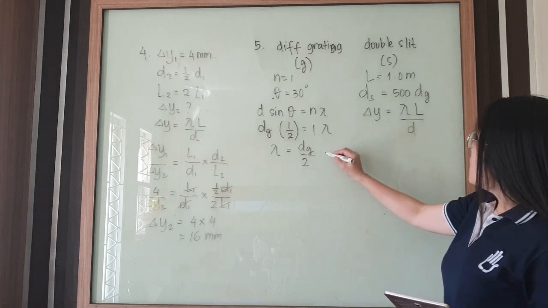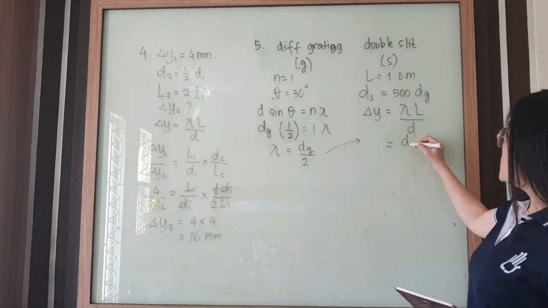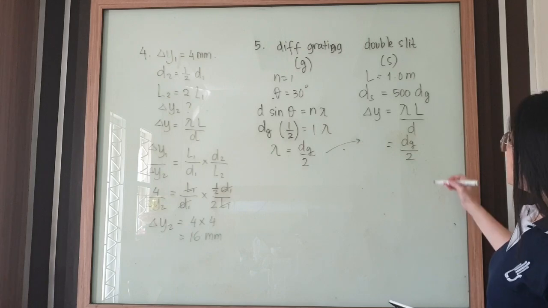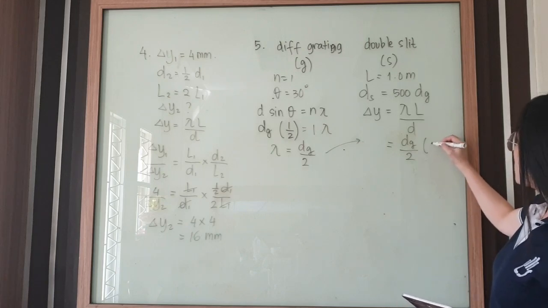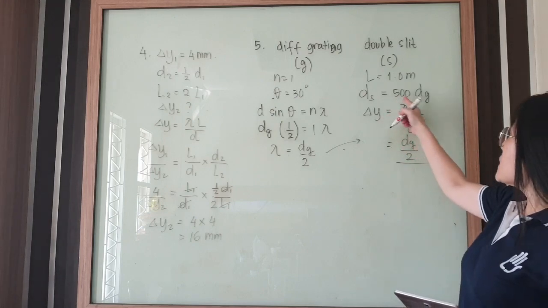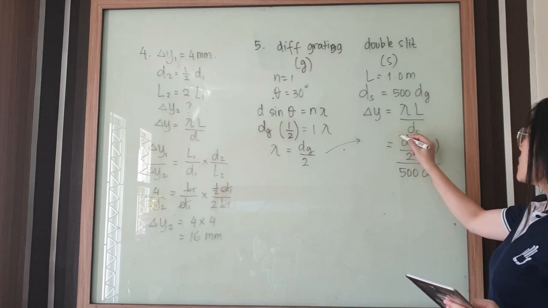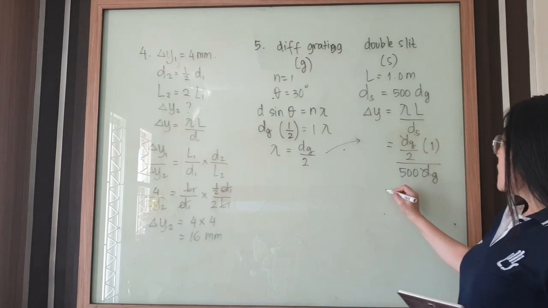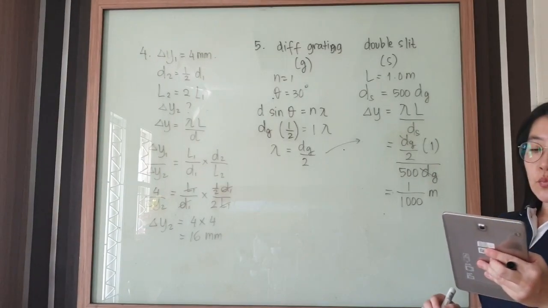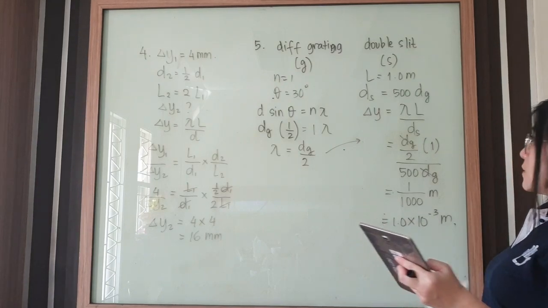And now we move on to this one. The delta y will be equal to dg over 2 multiplied by L, which is 1 meter, divided by ds. And ds is 500 times dg. So here I can cross dg out. Then delta y is 1 over 1,000 meters. So that will be 1 times 10 to the minus 3 meters.